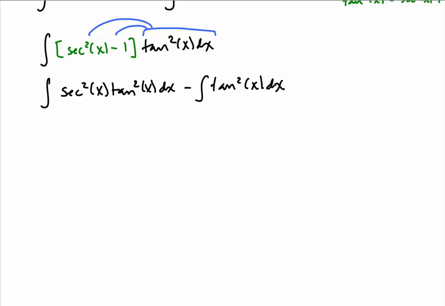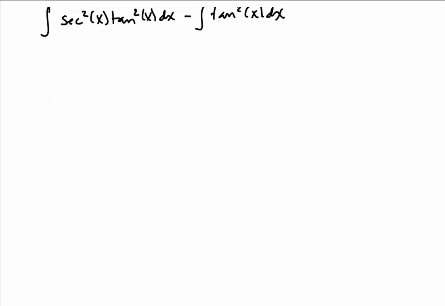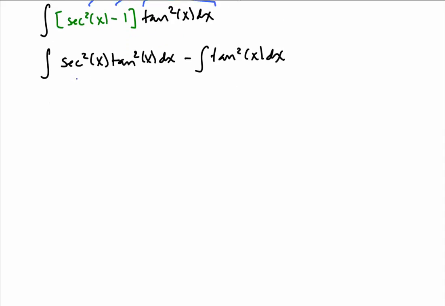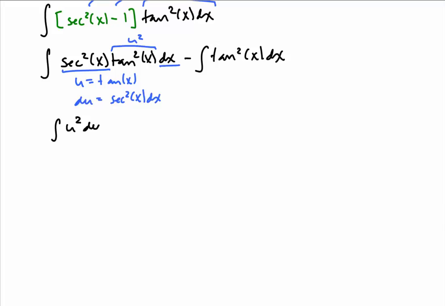Now for this first one, this is a nice little u-substitution. So u in this particular case would be tangent of x. And then du, the derivative of tangent, is secant squared of x dx. So this bit is my du, and this bit would be my u squared. So this is just the integral of u squared du, which is u to the third over 3. U in this case is tangent, so this would be tangent cubed of x over 3. So there's my first bit of my solution.